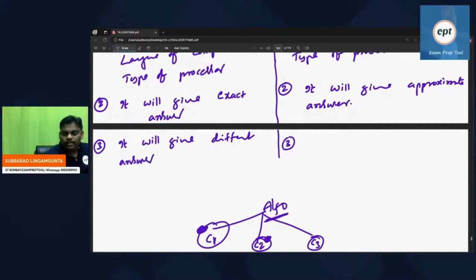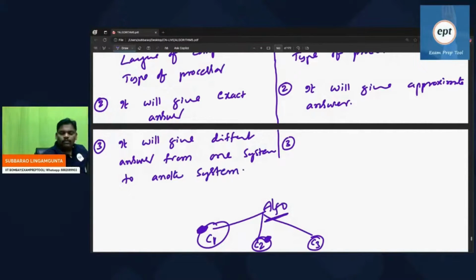It will give different answer from one system to another system. In one system, if you run the same algorithm, it takes 10 minutes. If you run it in another system, maybe 50 minutes. If you run it in another system, maybe only 5 minutes.